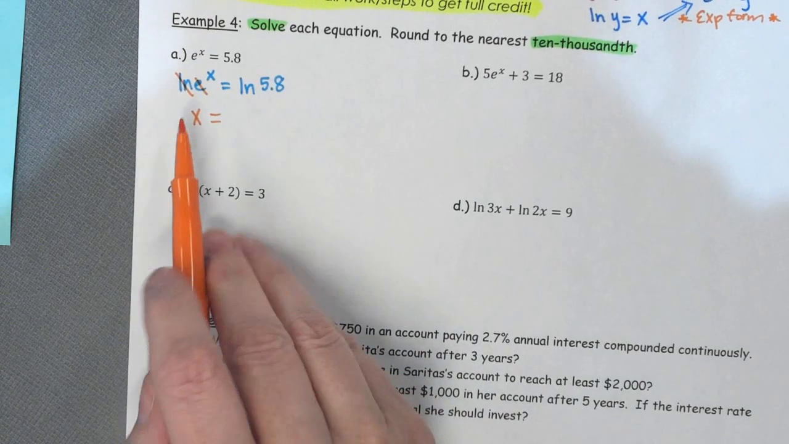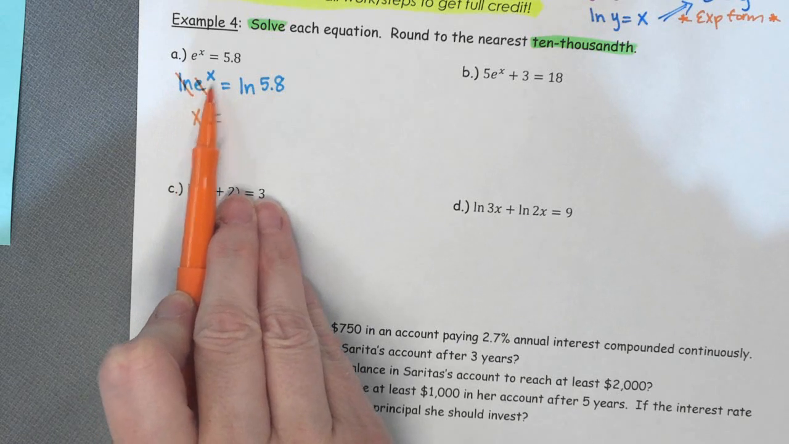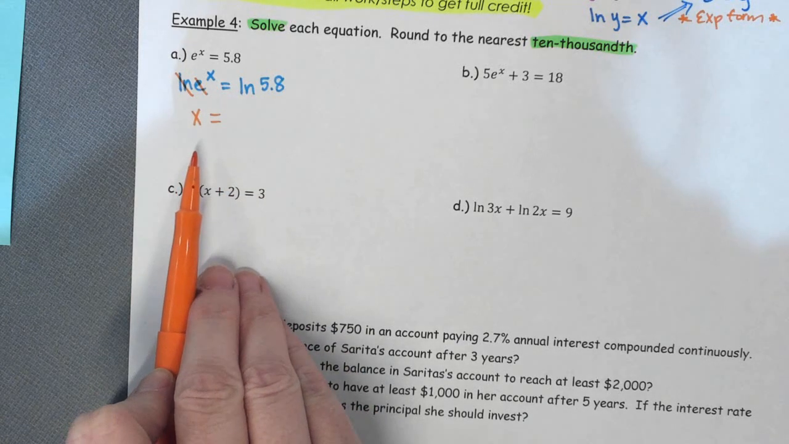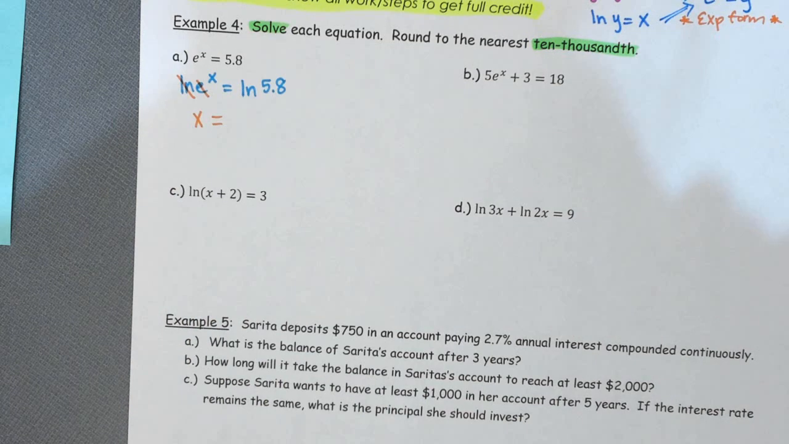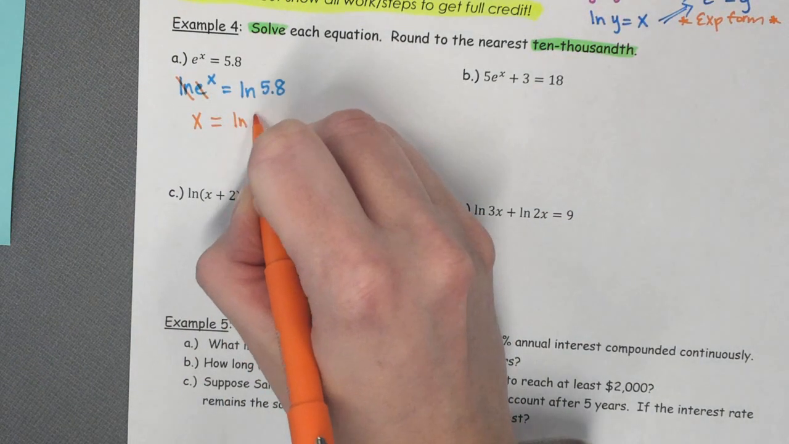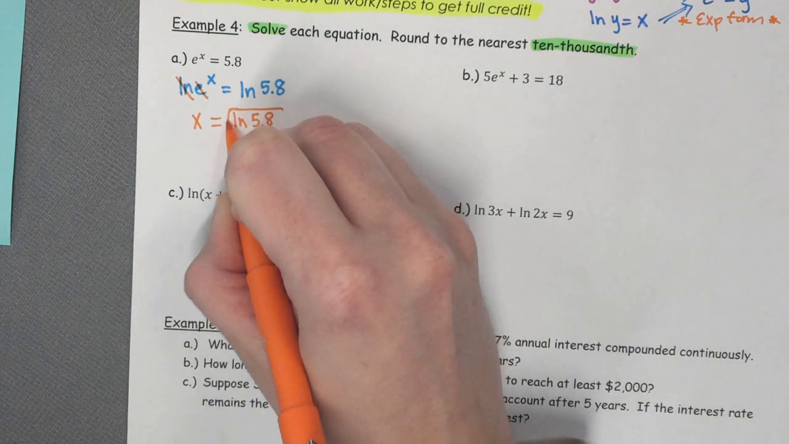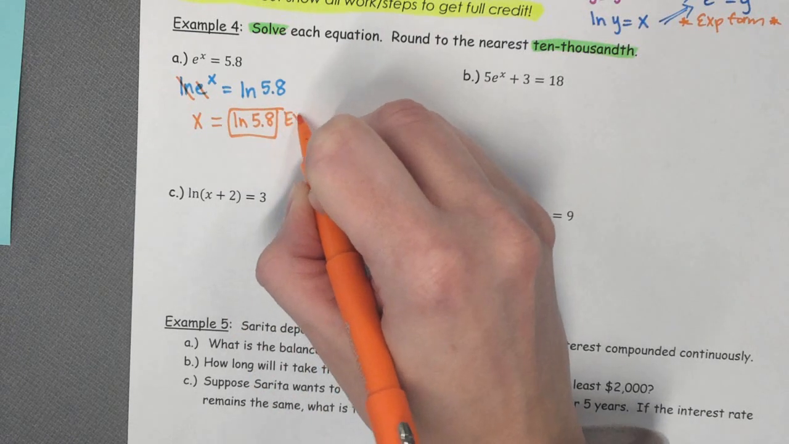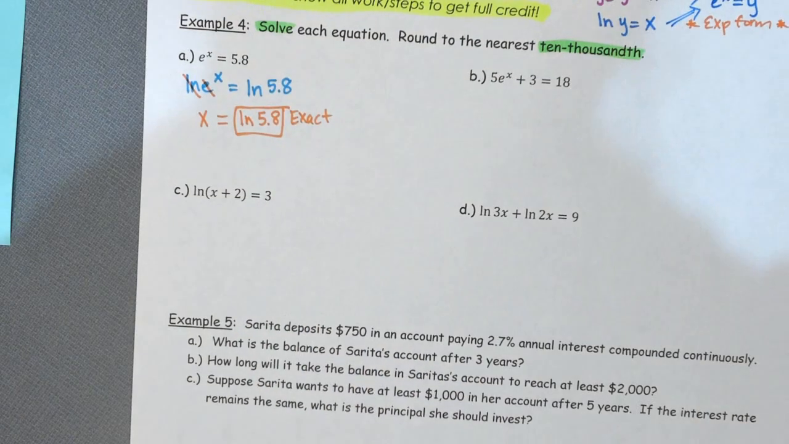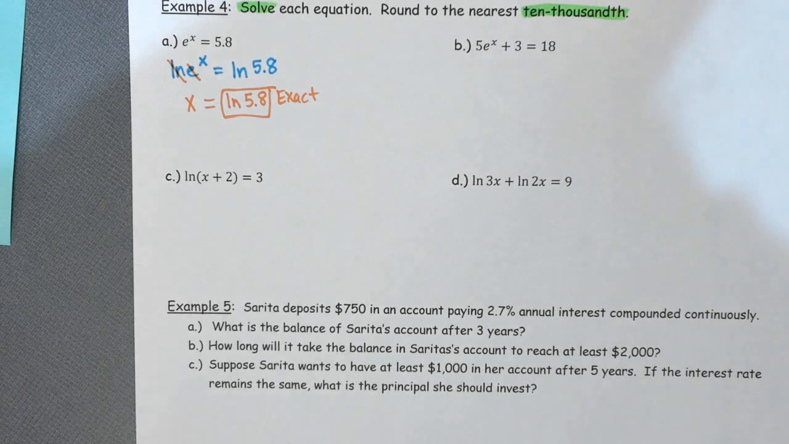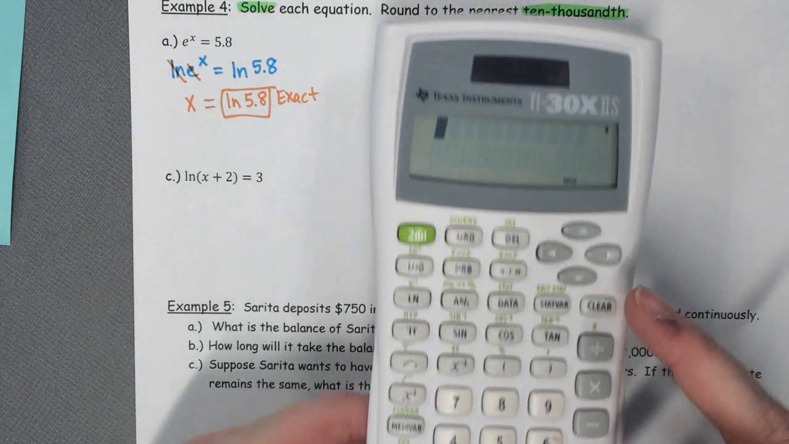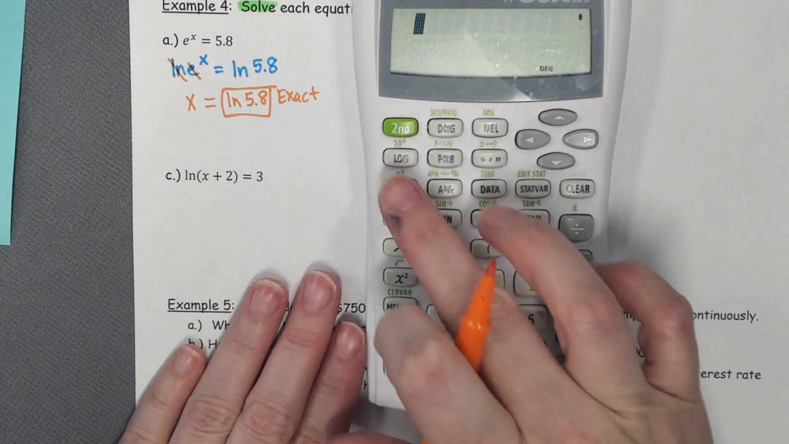So again, we know the natural log of e is 1. X times 1 is going to be x, so you can just drop that down in front. If I asked you for an exact value, it would be this. If I asked you for a value to the nearest 10,000, then we would do this.